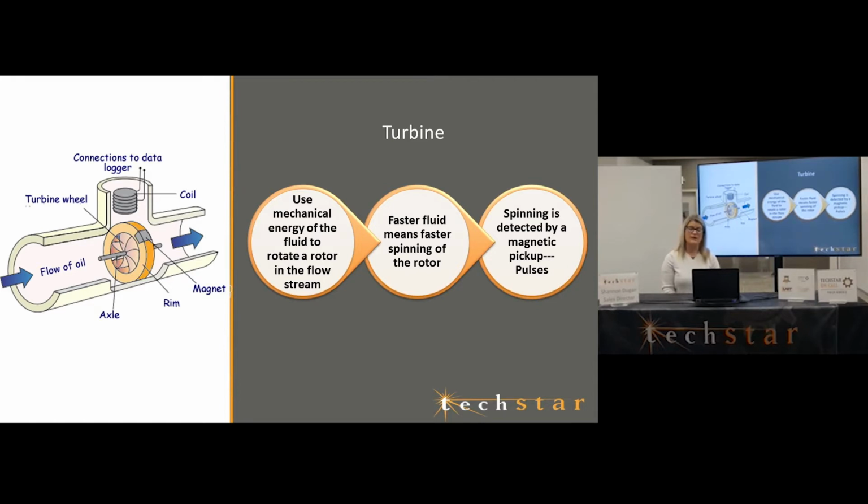Some manufacturers will be able to measure bidirectional flow with these flow meters. If that's the case, then usually the reverse flow would simply be indicated by a negative number on the transmitter, whereas forward flow would be indicated with a positive reading.